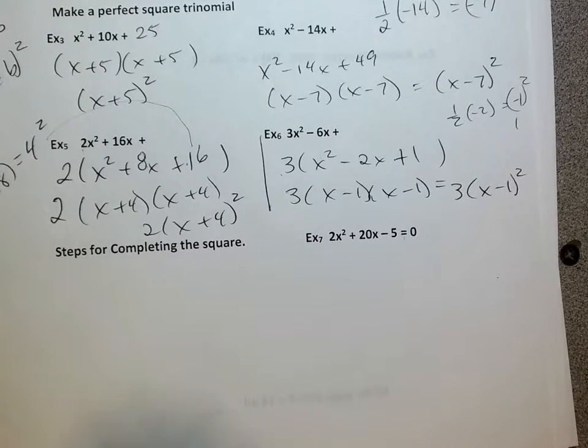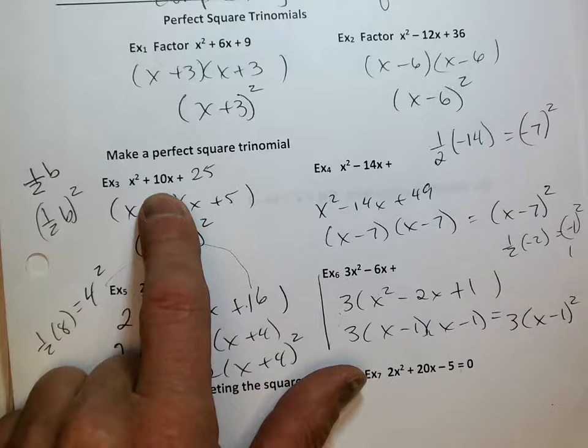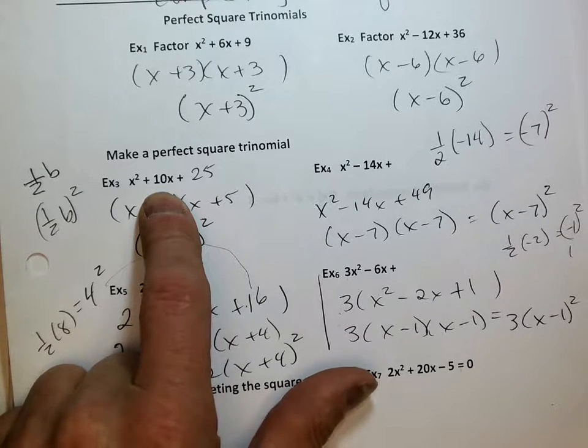All right. So if I can help you, here's the trick. That's b. You guys agree? Half of that. What's half of that? 5. Square 5. 25.